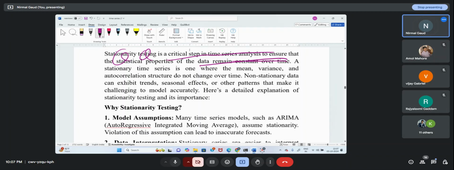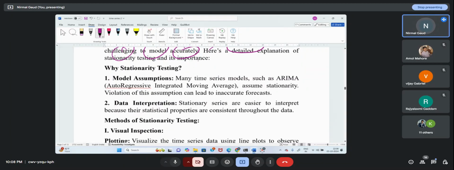For that, it is important. A stationary time series is one where mean, variance, and autocorrelation do not change over time. These are the factors which should not change over a period of time. Only then can I say that my time series is stationary. Otherwise it is non-stationary, because in non-stationary data there will be change, and it becomes difficult for a model to accurately predict the patterns in the data.